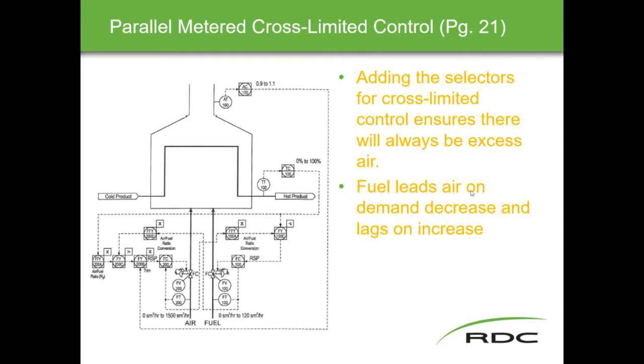And to speak to what I was saying earlier, this line here says fuel leads air on demand decrease and lags on increase. Let's look at this. If I have a demand decrease, that tells me my demand for fuel is also going to go down. So I want to turn my fuel down before, right? I want my fuel to lead. That means I close my fuel valve before I close my air valve. That means fuel leads air, which means I'm always going to have excess air and I'm not going to have a puff of black smoke going up into the air.